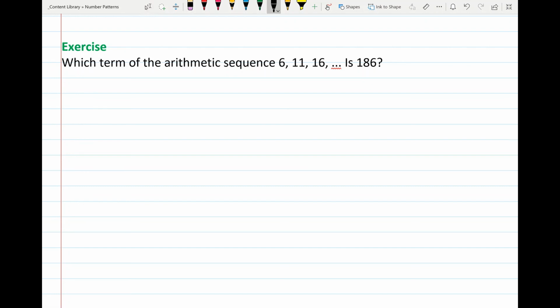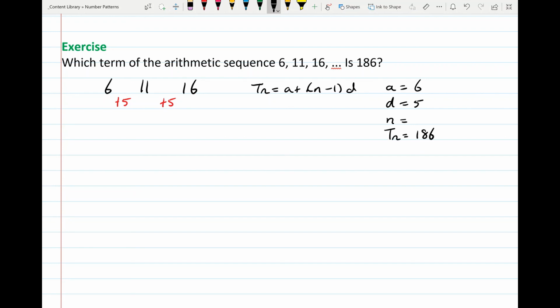As with any of these problems, get that first difference. 6 plus 5 is 11, 11 plus 5 is 16, so my first difference is 5. Write down your formula and the information you know. The first term, a, is 6, the difference is 5. n, we don't know, and we're told which term has a value of 186, so we know the term value, Tn, is 186. Fill them in.